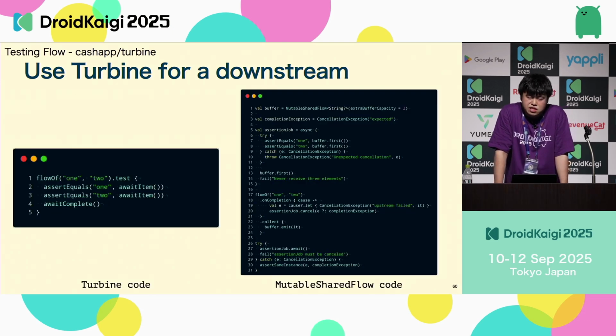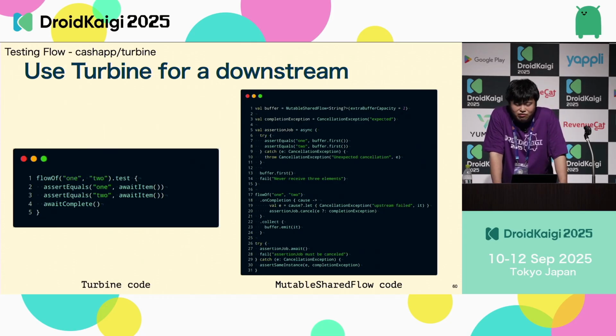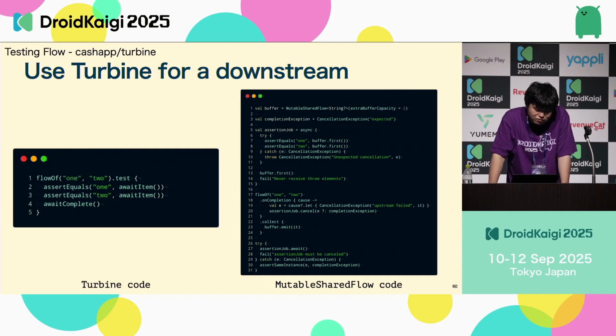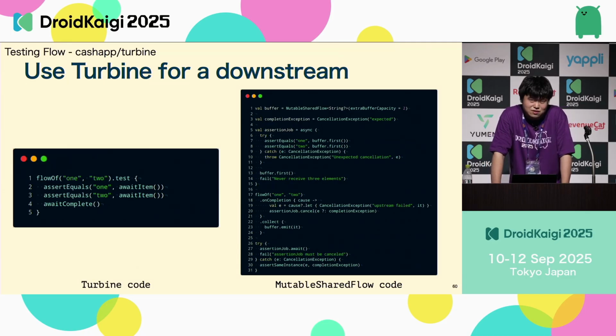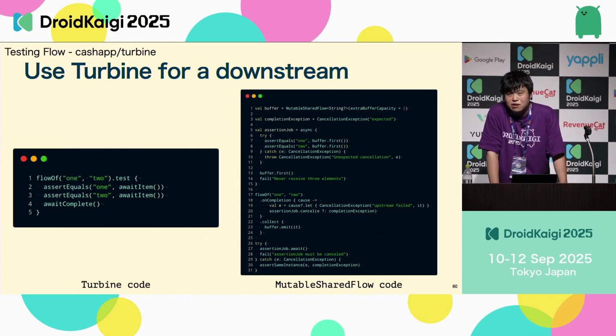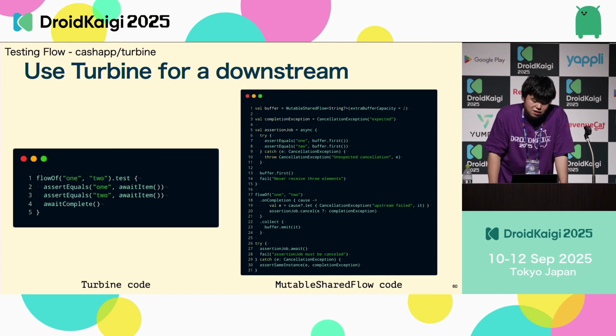How about the mutable shared flow? If you write a correct test by using a mutable shared flow as a downstream, the code in this slide is required, for example, and I know you don't like to write this template every time, so I can't say the difference is so small. Even if you use a channel class, the required code will be big. That's why I'd like to recommend Turbine. I always use Turbine for both custom operator testing and when testing a cross-using flow.